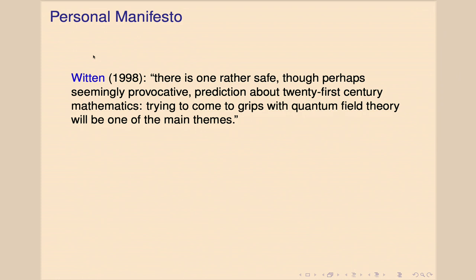Witten, at the turn of the century, was asked to predict what the next century is like. So this is Hilbert plus 100 years. And Witten said that trying to make sense of quantum field theory is going to be one of the keys of 21st century mathematics.